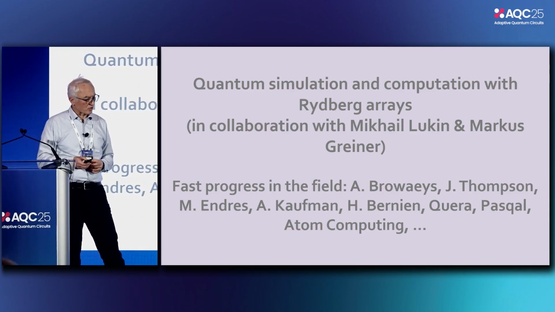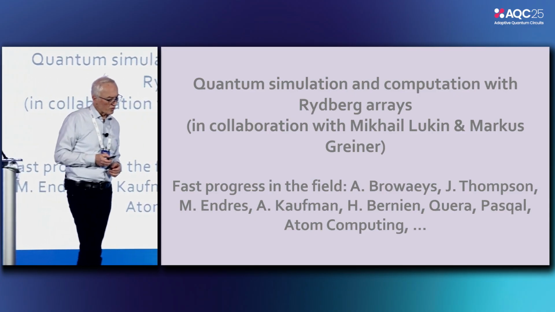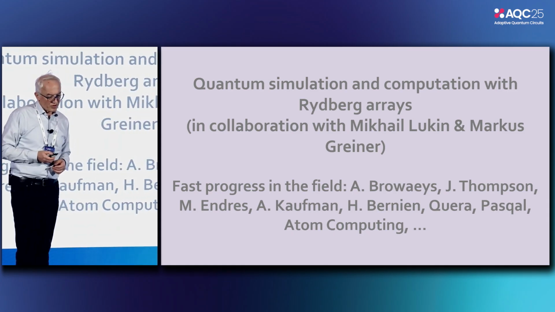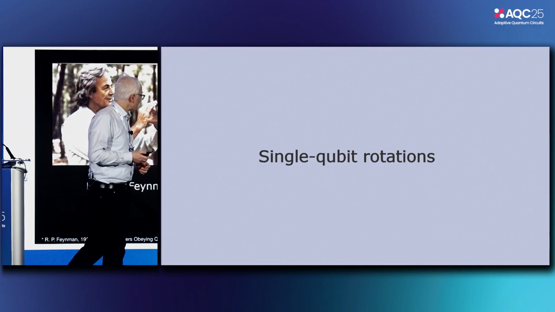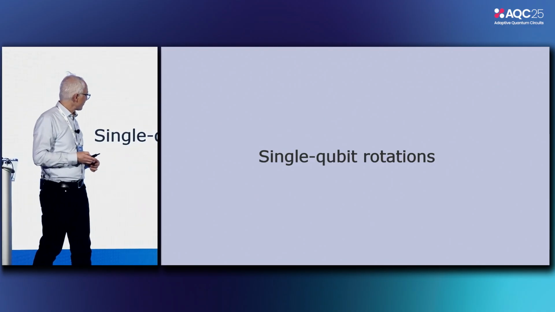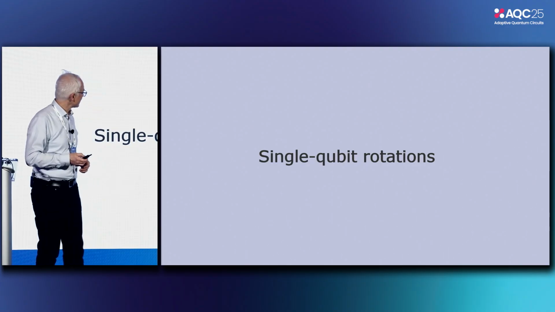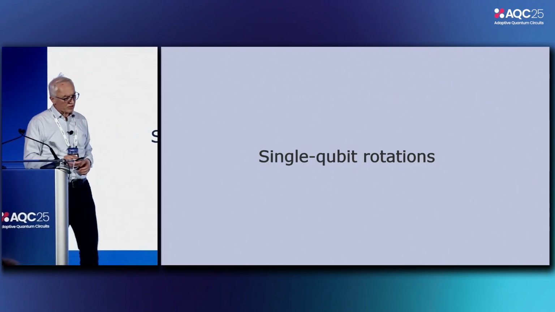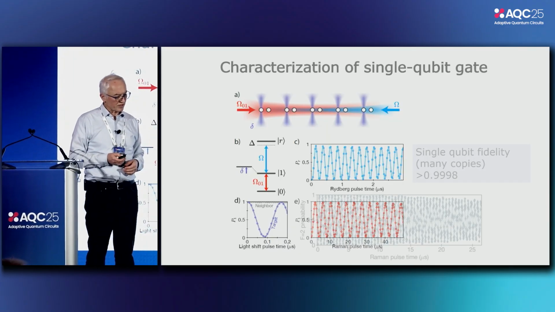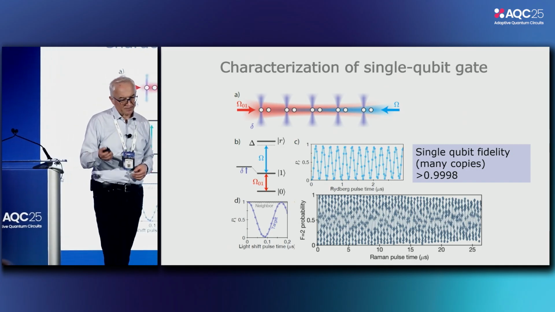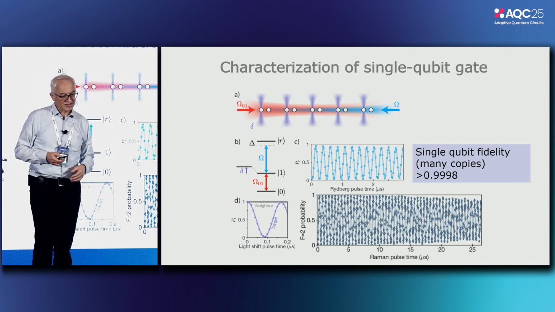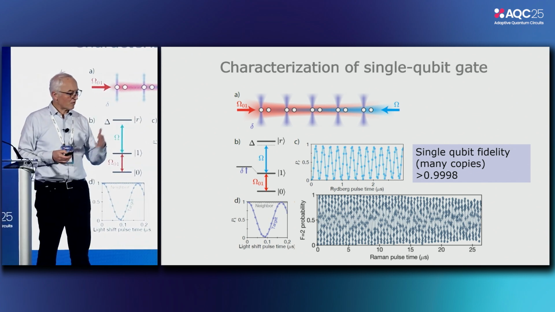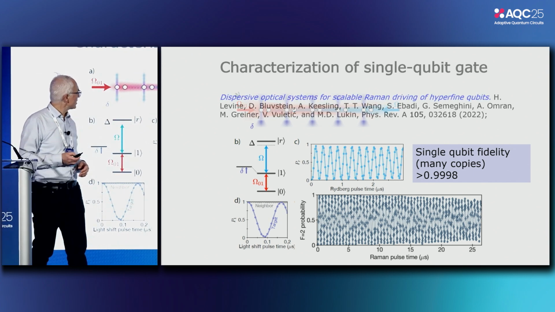So let me tell you a little bit about quantum simulation and computation with Rydberg atoms. This is a collaboration of Misha Lukin and Markus Greiner, but there has been amazing progress in the field, including in Wisconsin and at Infleqtion, etc. So you need a few ingredients. You need single qubit rotations. I won't dwell on that, but everybody can do single qubit rotations with the help of 2 laser beams at the order of 1 part in 10 to the minus 4.